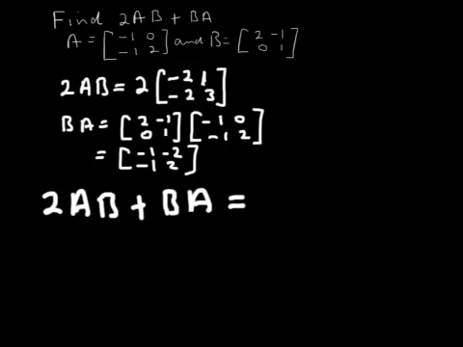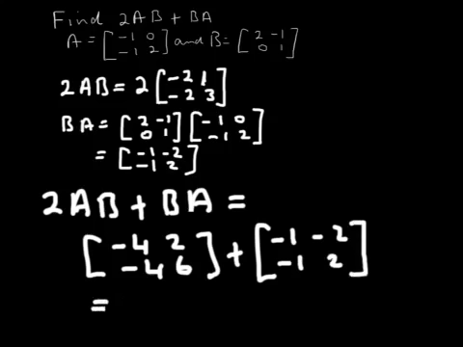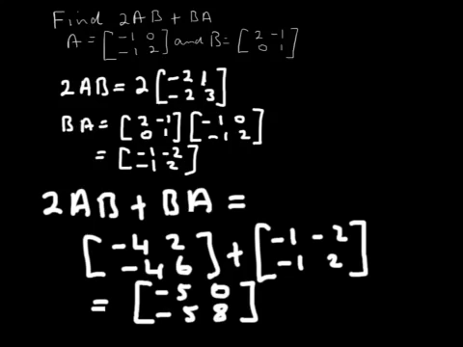Well, 2AB is equal to negative 4, 2, negative 4, 6, and to that we need to add BA, which equals negative 1, negative 2, negative 1, 2, and that is going to equal, finally, just simple addition now here, negative 4 plus negative 1 is negative 5, 2 plus negative 2 is 0, negative 4 plus negative 1 is negative 5 as well, and 6 plus 2 is 8, and that is our final answer for 2AB plus BA.